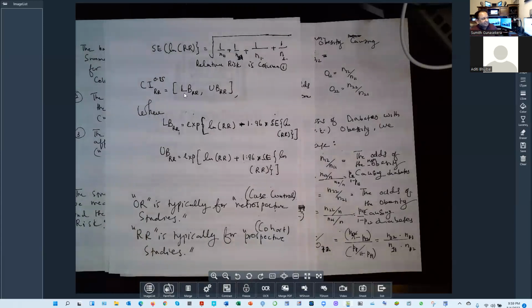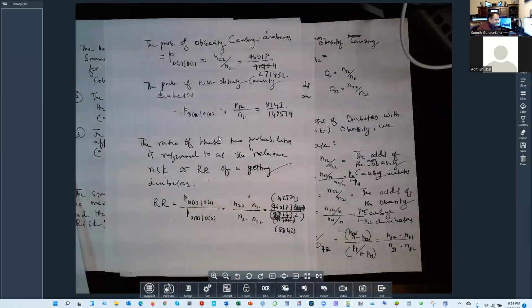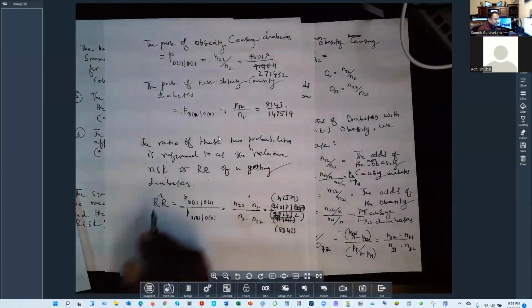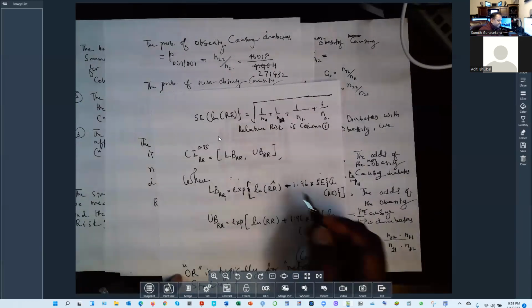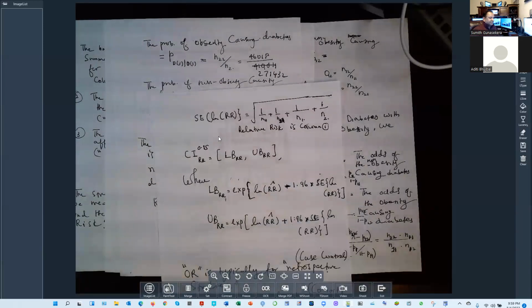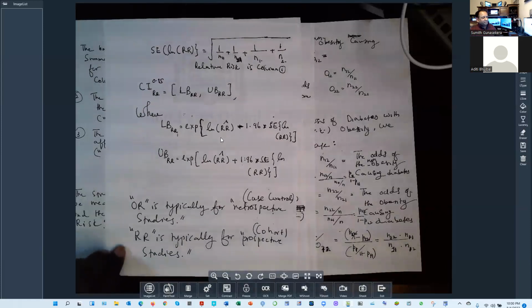Same thing like earlier. See, lower bound for RR, which is ln RR. Again, I have to tell you that this is an estimate. See, this is an estimate, RR. Same way in here, you can get the estimate once you plug in that one, like that.